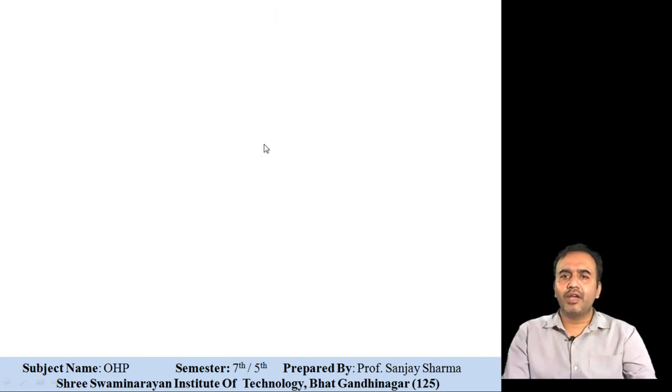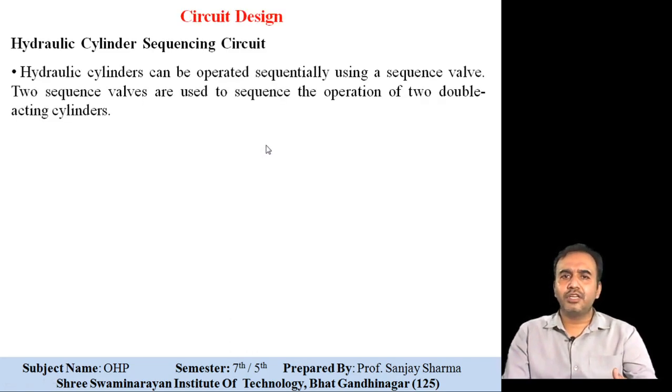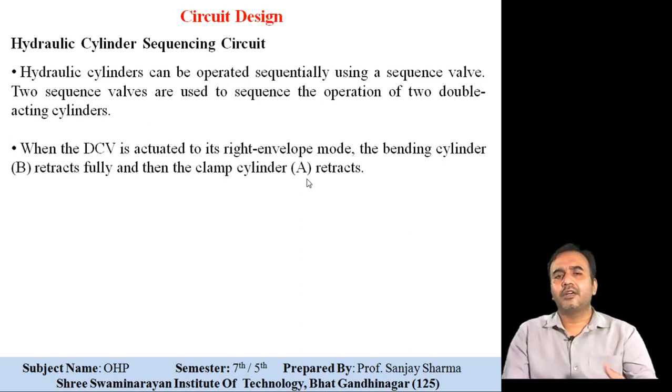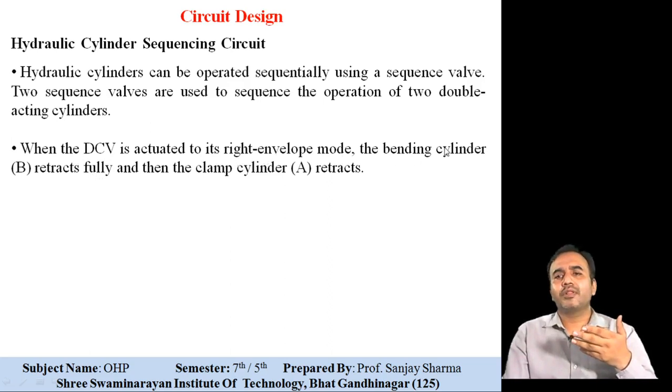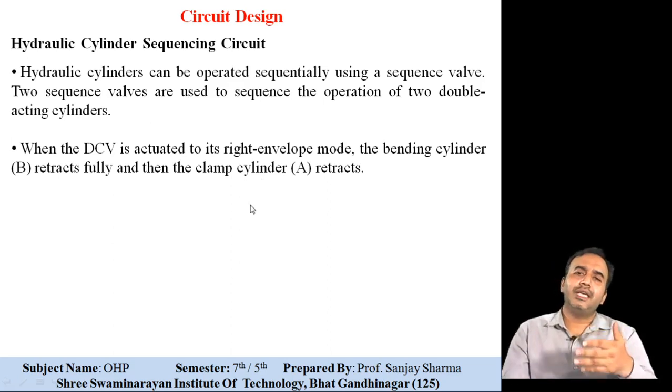So whatever I have explained is mentioned here in this descriptive part: a hydraulic cylinder can be operated sequentially using a sequence valve. Two sequence valves are used to sequence the operation. Sequence means one after the other, one completes and then the second, of the double acting cylinder. When the direction control valve is actuated to its right, the bending cylinder B retracts fully, and then the clamp cylinder A retracts.